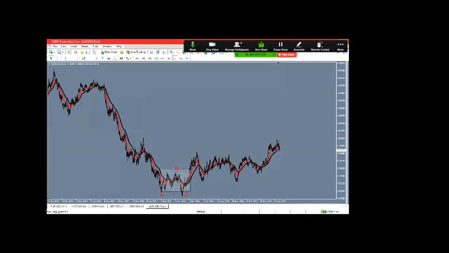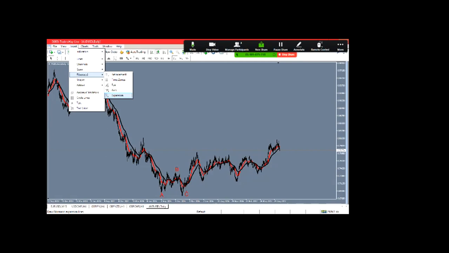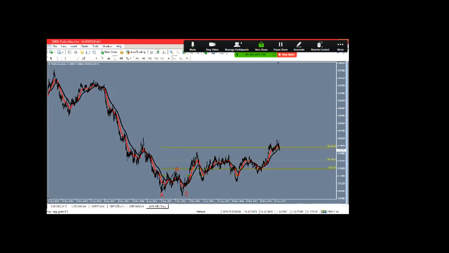So now that I have my A, B, and C, what I like to grab now is my Fib expansions, the Fibonacci expansions. It's different from the Fibonacci retracement. So I'm going to draw from A to B and then bring it back down to C. I just bring it over here a little bit so you can see what's going on. So look what happened. A, B, C.